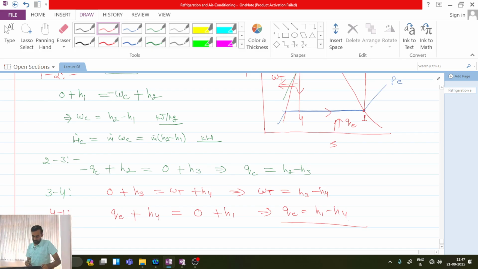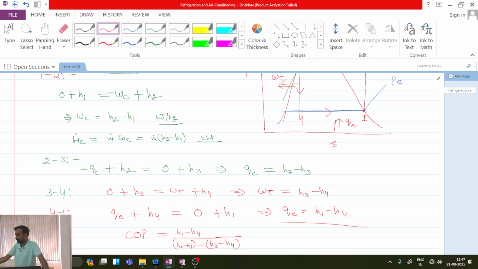If you have to calculate COP, what will be the COP? Please tell me. H1 minus H4 divided by the net work done. What will be the net work done? H2 minus H1 is the compressor work, minus H3 minus H4, the turbine work. So that will be the COP of the cycle. All are agreeing to this point?